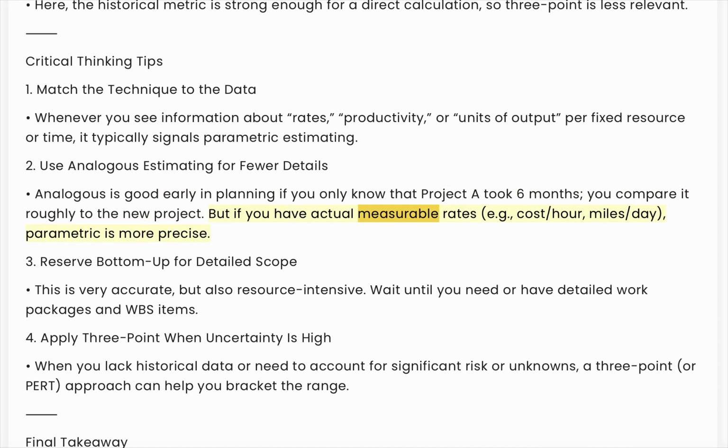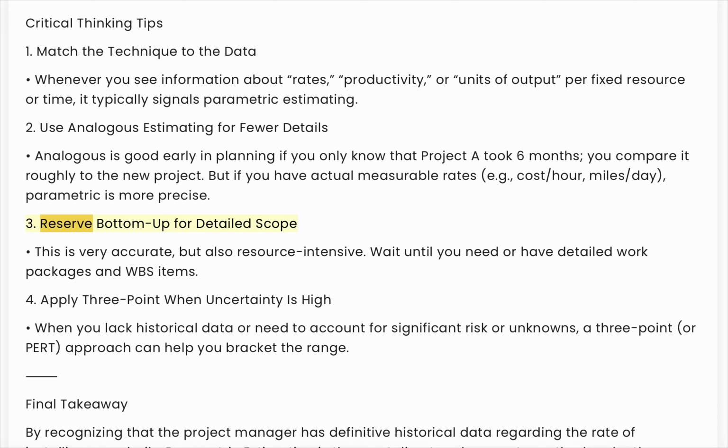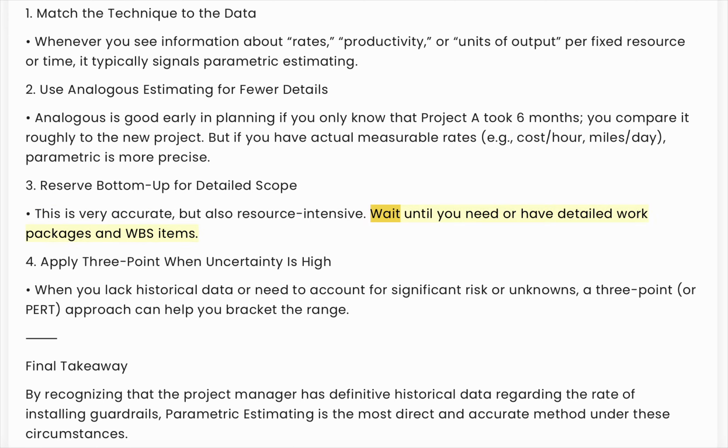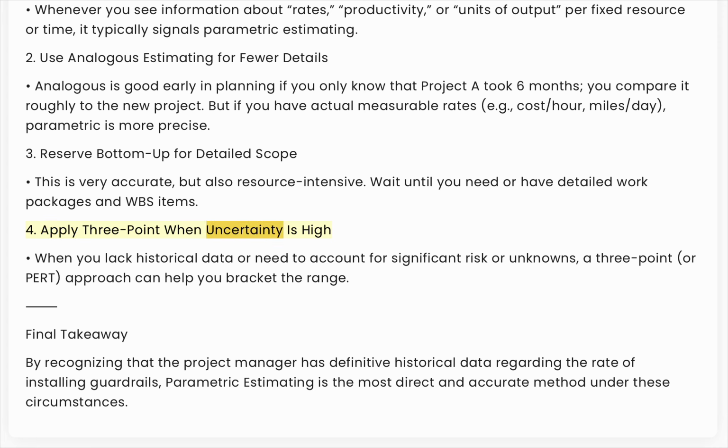But if you have actual measurable rates, e.g., cost per hour, miles per day, parametric is more precise. 3. Reserve bottom-up for detailed scope. This is very accurate, but also resource-intensive. Wait until you need or have detailed work packages and WBS items. 4. Apply three-point when uncertainty is high. When you lack historical data or need to account for significant risk or unknowns, a three-point or PERT approach can help you bracket the range.